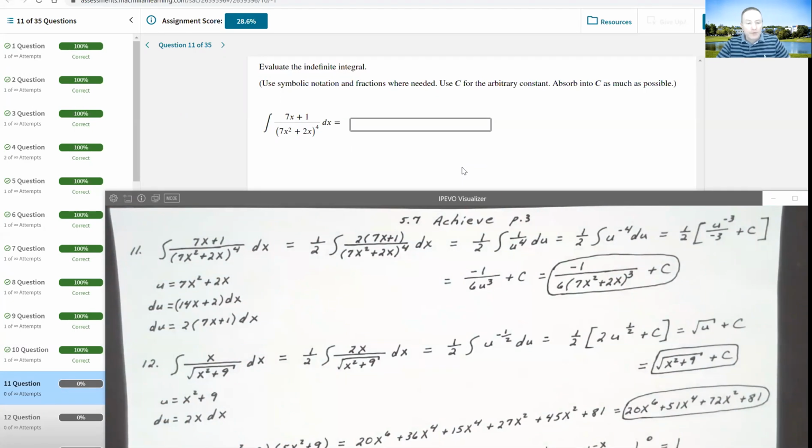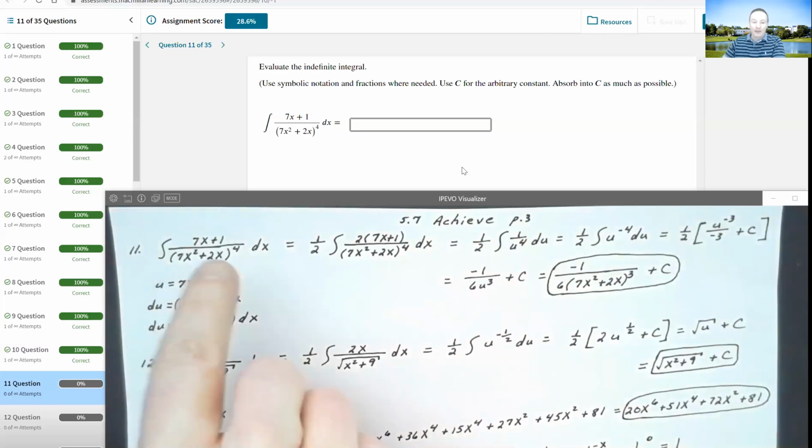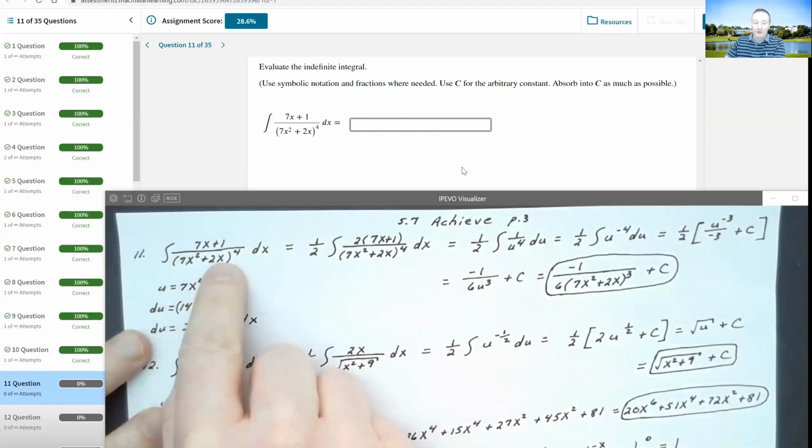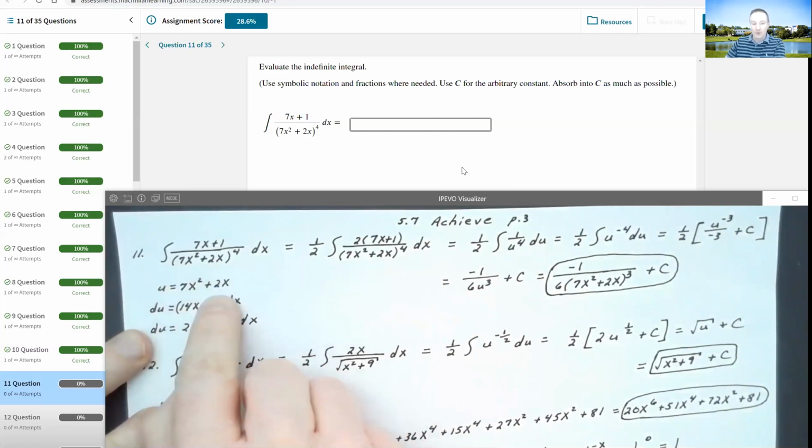So for this one, we have the integral of 7x plus 1 over the group 7x squared plus 2x raised to the 4th power. So your choice for u almost always is whatever is the innermost part of your function. In this case, I have a group inside the 4th power of the denominator. I'm going to let u equal what's inside of that group, the 7x squared plus 2x.